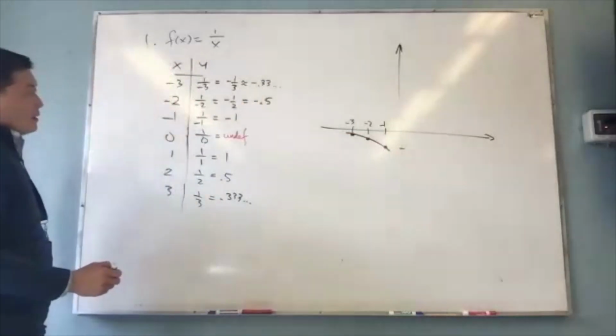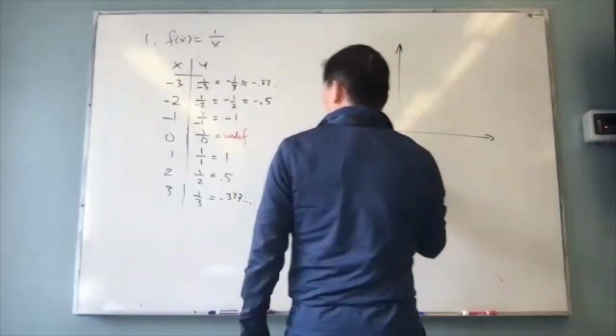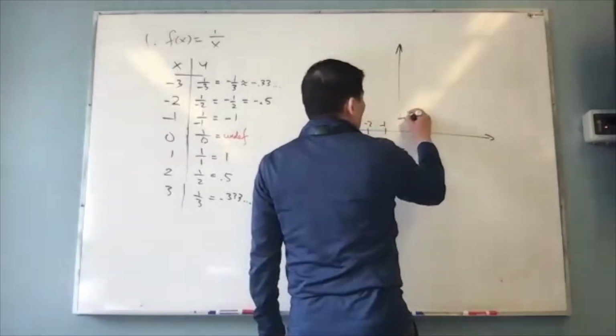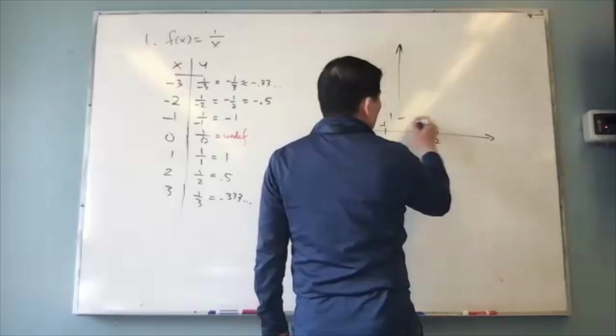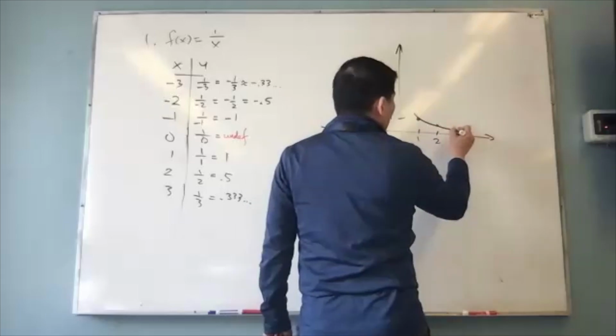So I have something like this. Okay, and then 0 is undefined, so I can't really plot undefined, so I'll leave it alone for now. I'll see what I can do later. And then 1 over here, 1 and 1, so I have a point right here. At 2, I have 1/2, and at 3, I have 0.3. So it's kind of like this.